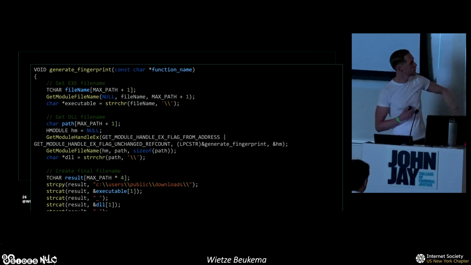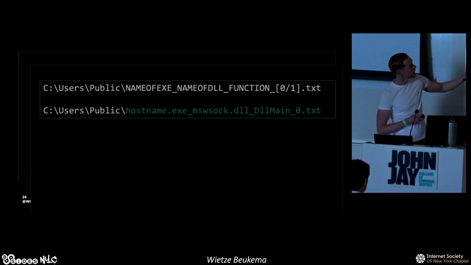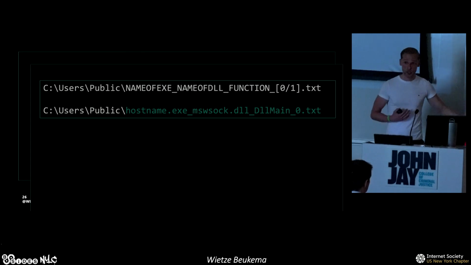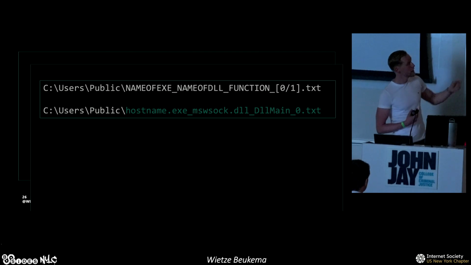It's user writable. So hopefully, when an executable loads my DLL, I will have a file called, I think I have it here, name of the exe underscore name of the DLL, then the function, which is in our case always going to be DllMain, and then 0 or 1 indicates if it was elevated or not, which again in our case will always be 0. So the example I showed you earlier, if it loads, it would produce a file in the public folder called hostname underscore mswsock underscore DllMain underscore 0.